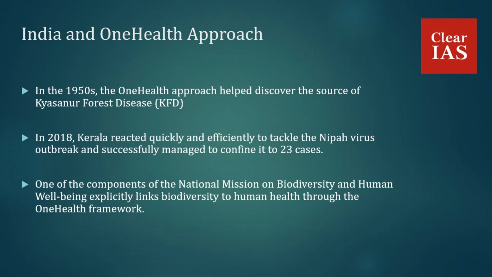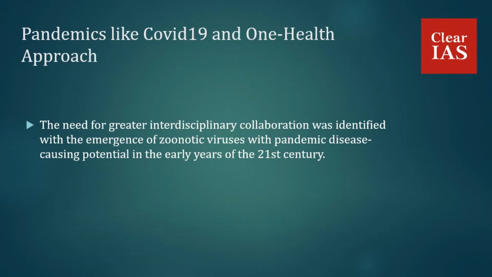Now we'll discuss pandemics like Covid-19 and the One Health approach. When dealing with a pandemic like Covid-19, the need for greater interdisciplinary collaboration was identified, with the emergence of zoonotic viruses with pandemic disease-causing potential in every decade of the 21st century. Changes in land use patterns, climate change, etc. disrupt habitats and cause new diseases to pass to animals, and a rapidly growing human population results in more people living in close contact with wild and domestic animals, which provides more opportunities for diseases to pass between animals and people. And due to the explosion of international travel and trade, such diseases can spread quickly across borders and around the globe. Thus, existing or emerging zoonotic diseases can transform into a pandemic.